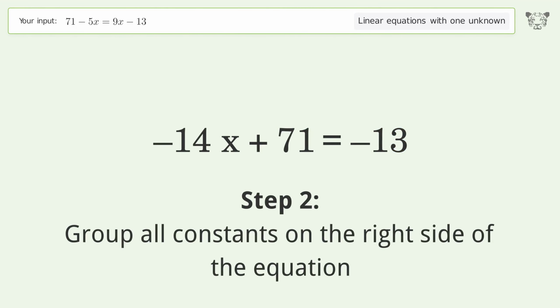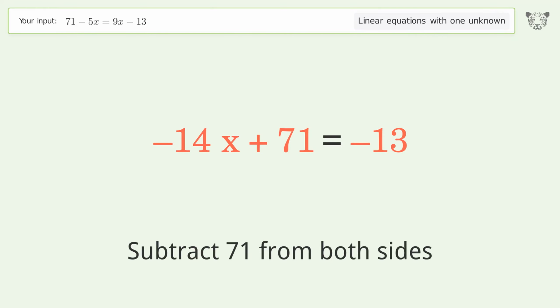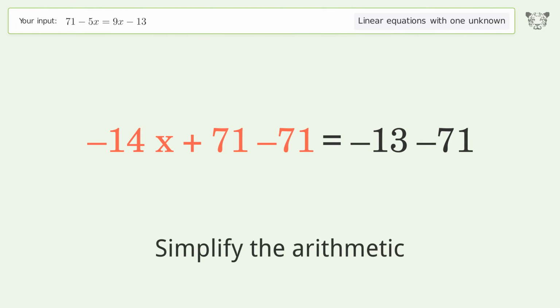Group all constants on the right side of the equation. Subtract 71 from both sides. Simplify the arithmetic.